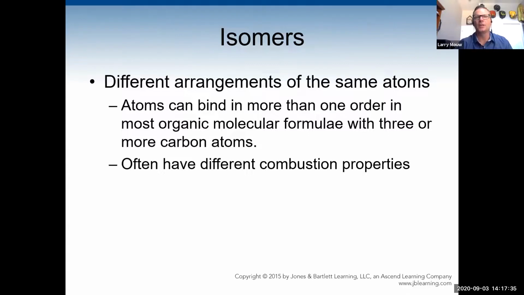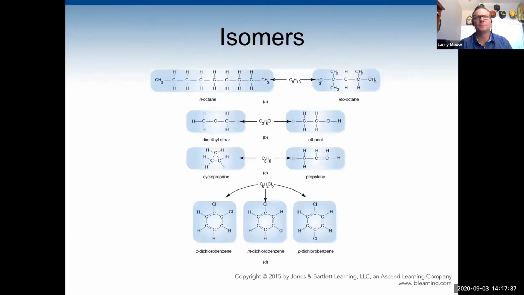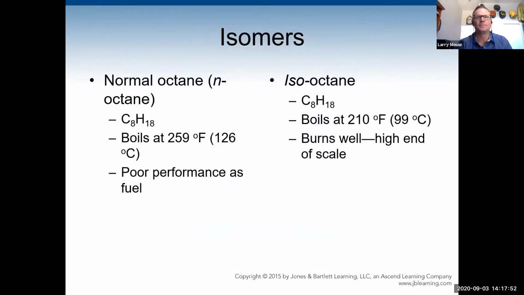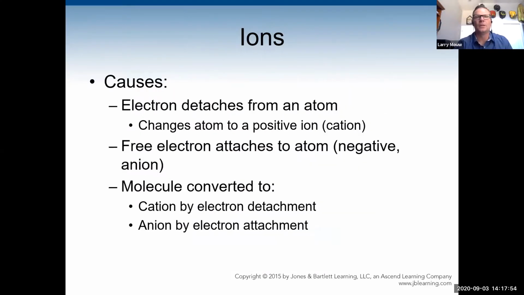Isomers, these are different arrangements of the same atoms. So here we see N-octane versus isooctane, dimethyl ether versus ethanol. It's the same makeup, but they're arranged two different ways to create two different types of substances. So that's an isomer.